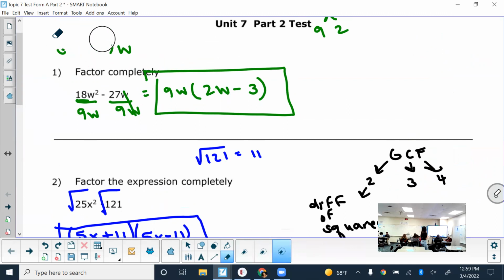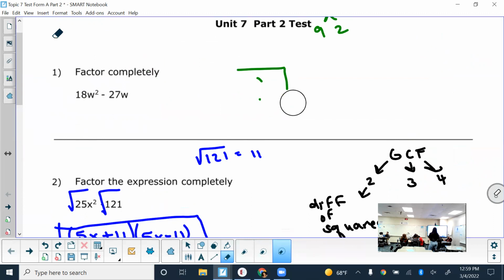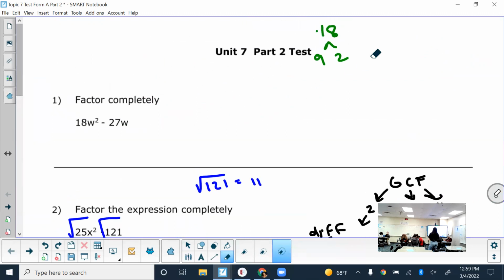All right, so number 1. First step is to always do what? Find the GCF and factor it out if there is one. What's the GCF in number 1?